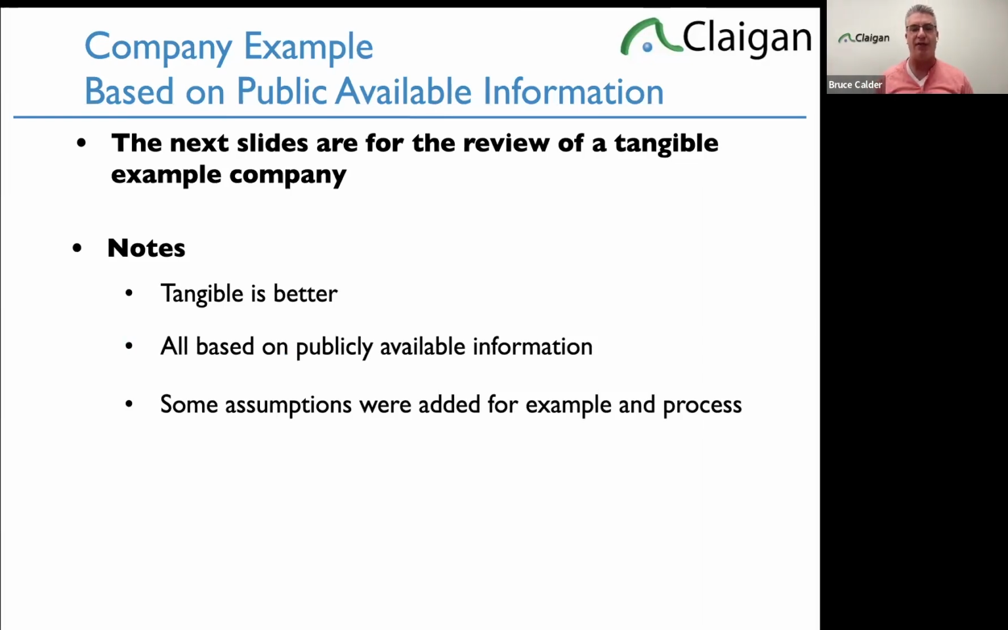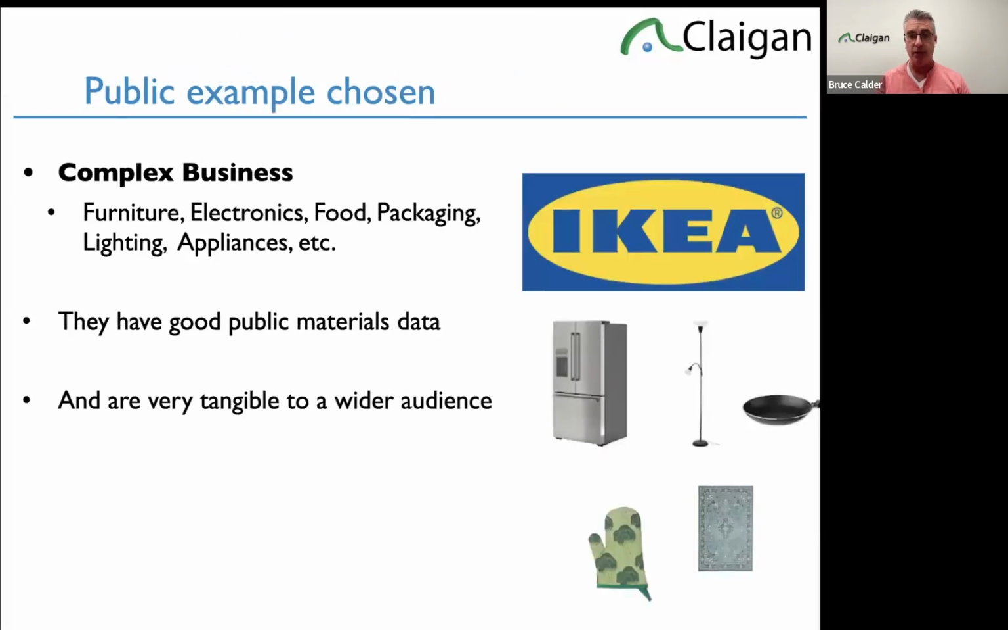So we say, it's kind of reasonable that this was likely one of the answers, so let's just follow that path. For some cases we did invent reasonable answers, which will likely be possible for this company, but we don't really know anything that's going on inside. So we're going to take IKEA, all public information. They have good actual public materials data. It's available online. Their stuff's very accessible to double check your work, and they're very tangible to a wider audience.